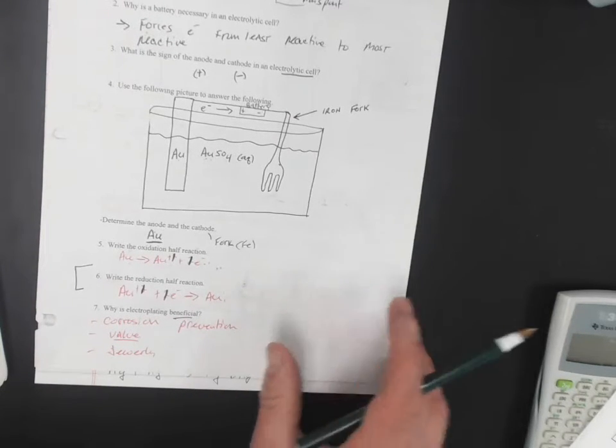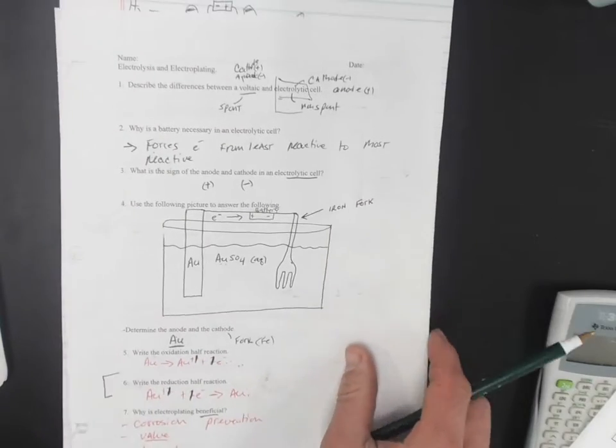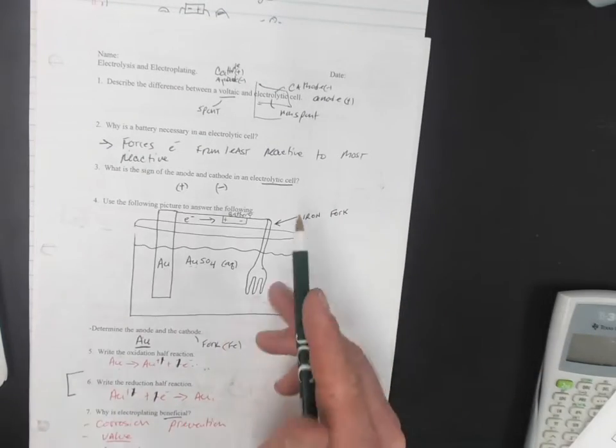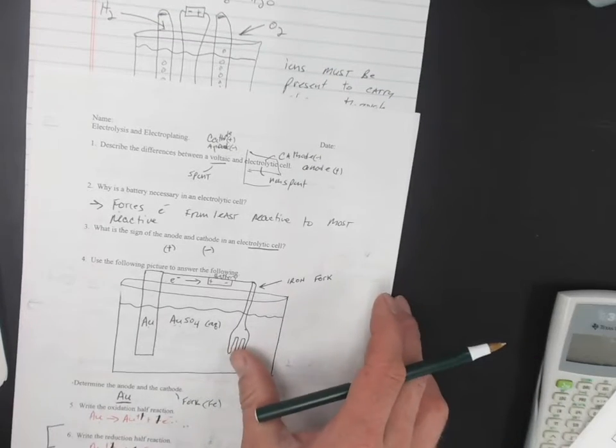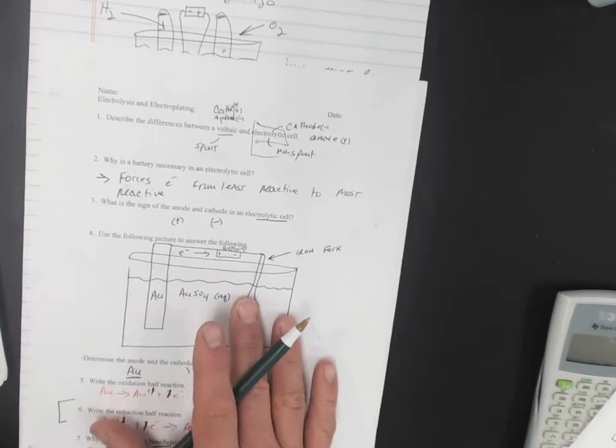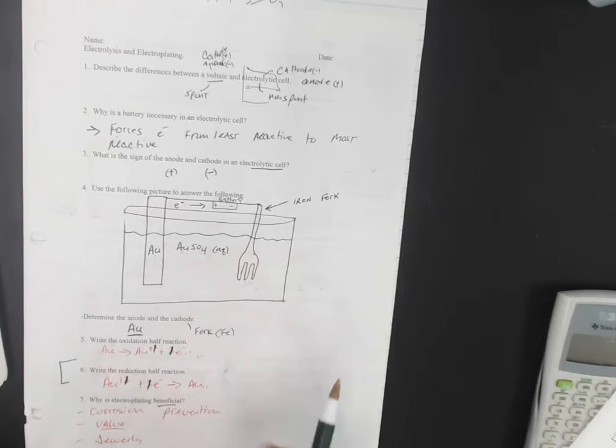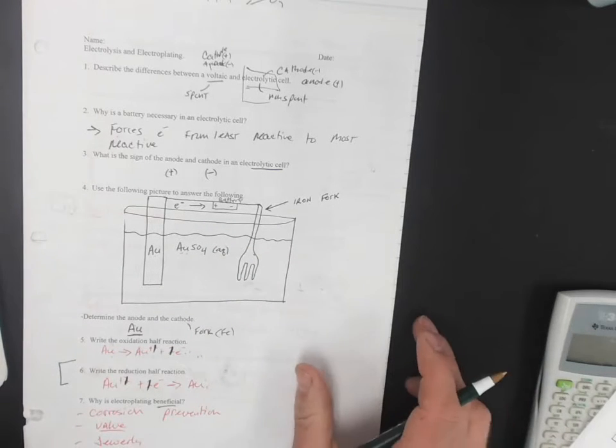Your fork isn't submerged either. I only plated half of it. I plated the bottom half. Thank you. That would be a very funny looking fork. No, I'd just be like, it would be kind of cool. It'd be like half iron, half gold.